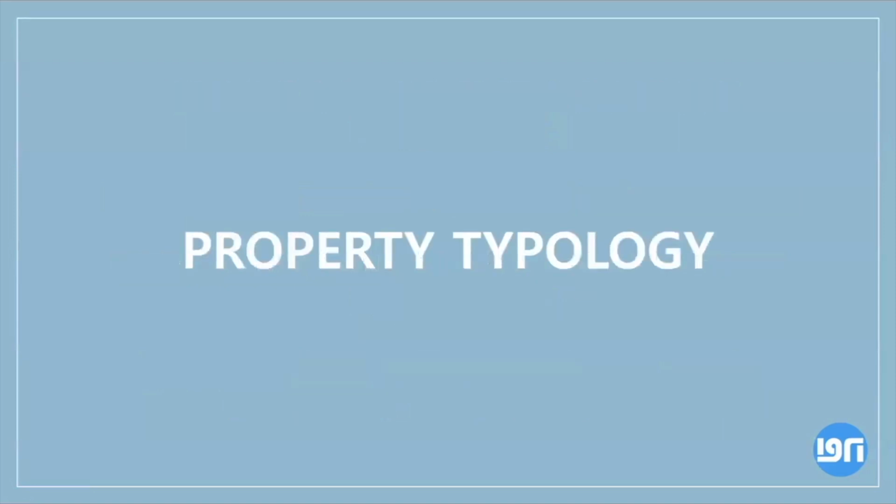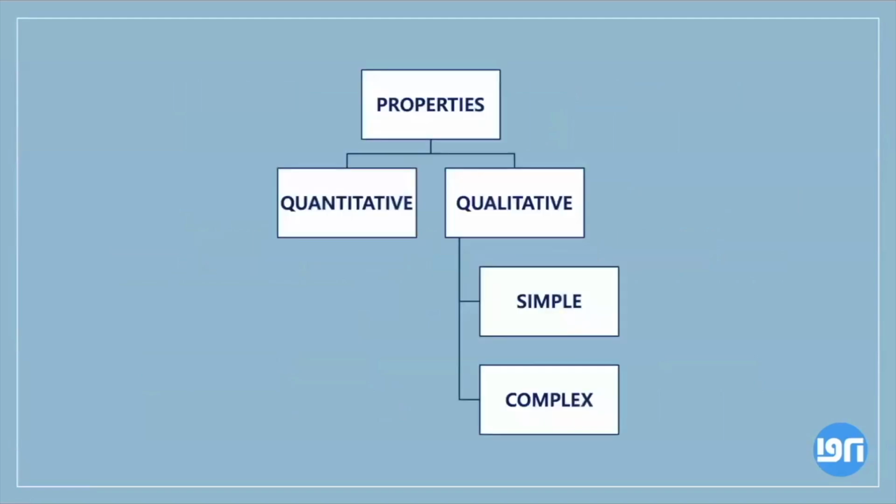Staying on properties for a moment, the IG Extended offers a property typology that allows us to classify properties along different categories to capture additional institutional information. Here's what that typology looks like. At a general level, properties can be either qualitative or quantitative. Qualitative properties, in turn, can be further classified as simple or complex.